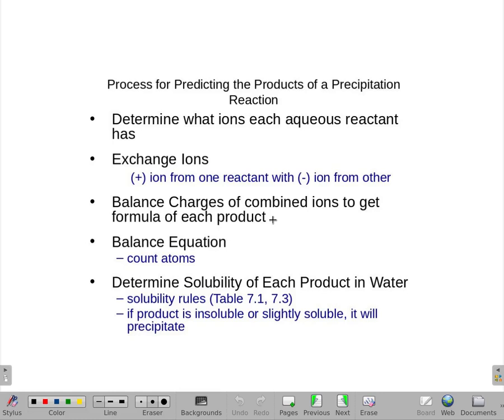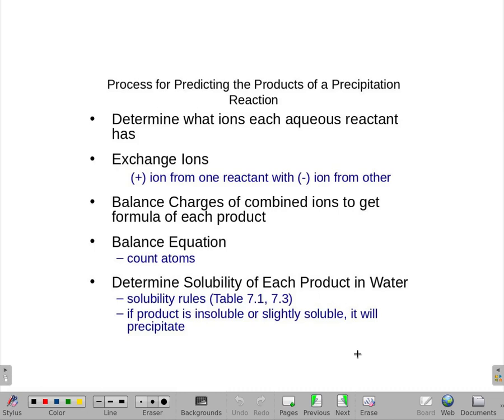So our goal here is along this line. We are going to determine which ions are present and do our exchange, so we know what our products are. Then we're going to balance out those charges, so we're going to balance the equation. Once we've balanced it, we're going to figure out from our new products whether or not something's going to precipitate out. We're going to learn these solubility rules.